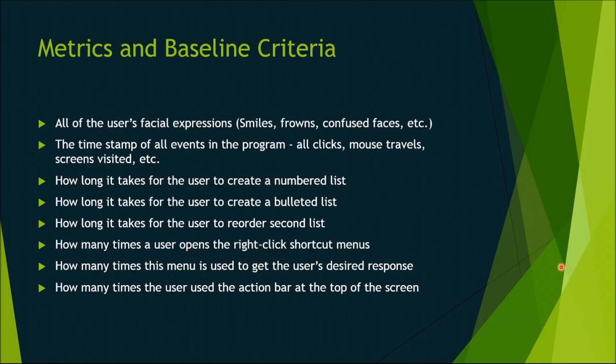How long it takes for the user to create a numbered list. How long it takes for the user to create a bulleted list. How long it takes for the user to reorder the second list. How many times the user opens the right-click shortcut menus. How many times this menu is used to get the user's desired response. And how many times the user used the action bar at the top of the screen.